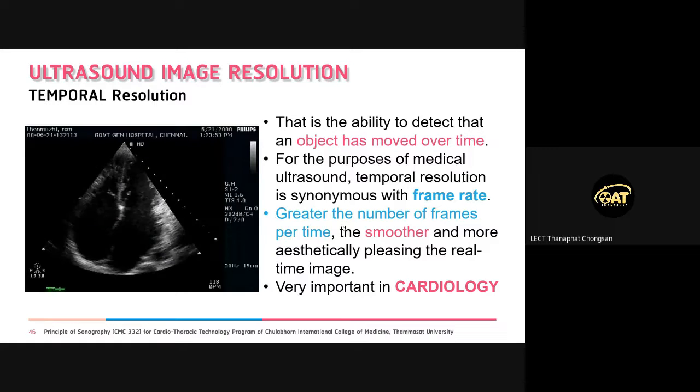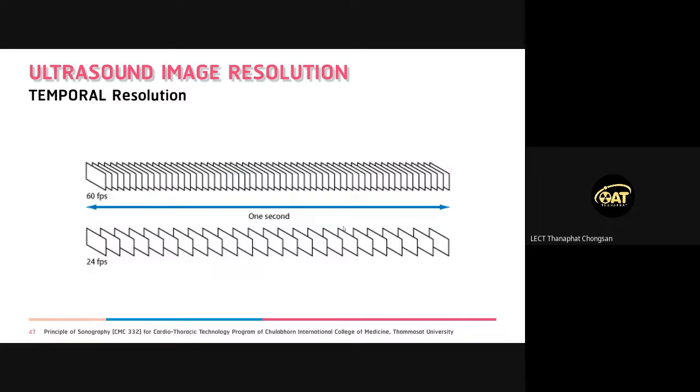Next resolution is temporal resolution. Temporal resolution is the ability to detect an object as it moves over time, meaning it detects the movement of objects continuously. If it can detect movement, it is considered to have good temporal resolution. Temporal resolution is important in echocardiogram to investigate the function of the wall of the heart. The cine or moving image shows the moving of the wall of the heart.